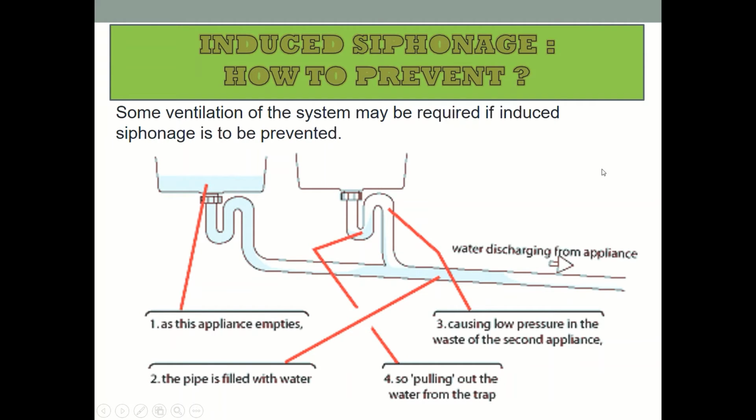So how to prevent this induced siphonage? Some ventilation of the system may be required if induced siphonage is to be prevented. First, as the appliance empties, second, the pipe is filled with water. Then it causes low pressure in the waste of the second appliance, pulling out the water from the trap. And then the water will be discharged from the appliance.